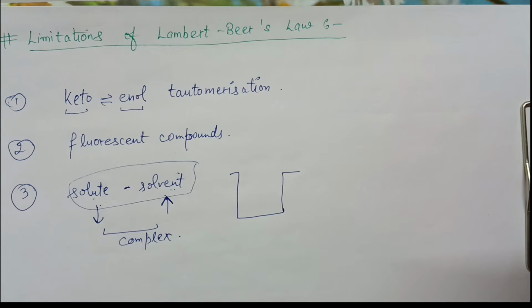So now with this, moving on to the next part, that is the main basic theory of UV, or you can say the main basic principles on which UV spectroscopy works. So we will discuss some basic parts of the UV.